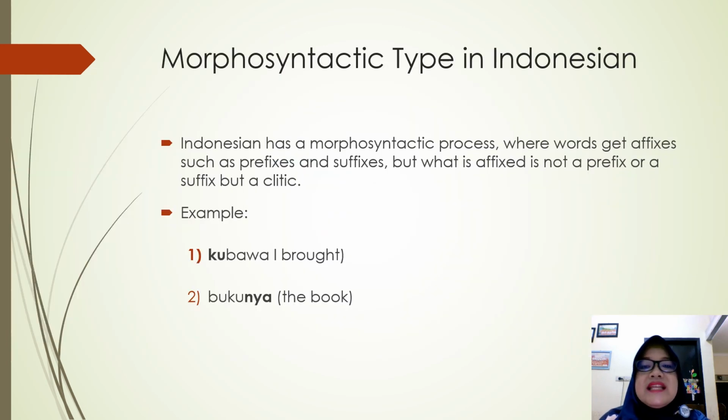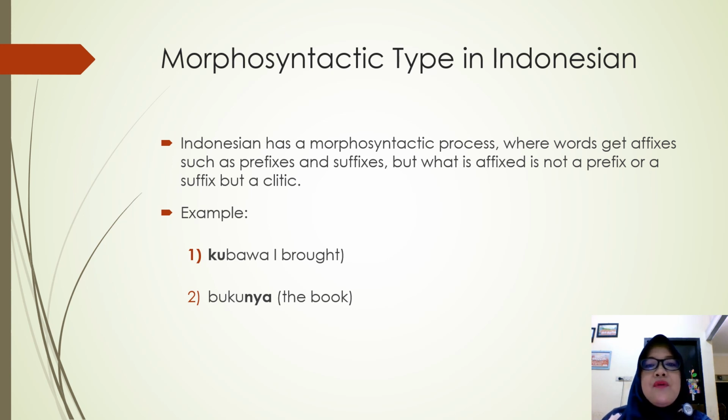According to Kridalaksana 2002, the introduction of the concept of morpheme in Indonesia before the early 1960s has changed the view that the smallest element of grammar is a word. Indonesian language then undergoes a morphosyntactic process, which is a process when words get affixes such as prefix and suffix, but what is affixed is not a prefix or a suffix but a clitic in Indonesian.